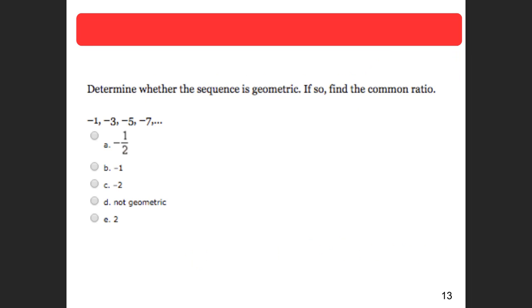Determine whether the sequence is geometric. If so, find the common ratio. Okay? Brian, is this one a geometric sequence? Nope. It is arithmetic, just like last week. So all we have to do is say no, not geometric for this one. It is arithmetic, just like last week, not geometric. So we don't have to do anything else.